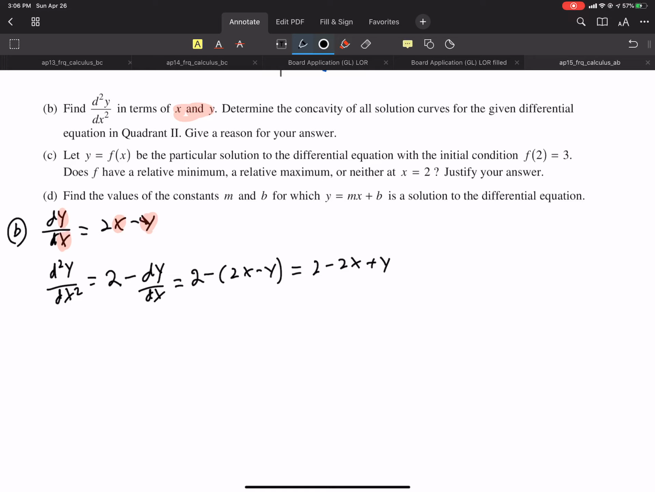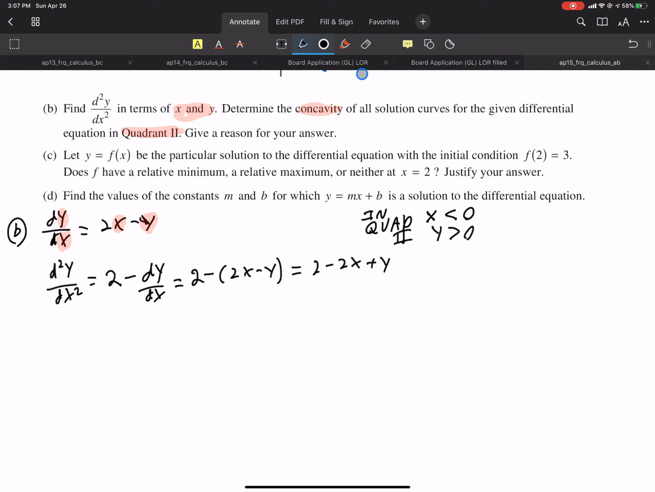Now the next part of the question asks for the concavity in quadrant 2. Is it concave up or concave down? We should know the second derivative tells us that. So what's true in the second quadrant that will tell us the sign of the second derivative? Well, what do you know about x in the second quadrant? X is negative. So in quadrant 2, x is negative, and in quadrant 2, y is positive. So if you were to put a negative here for x, a negative times a negative would make a positive. This will always be positive in the second quadrant.